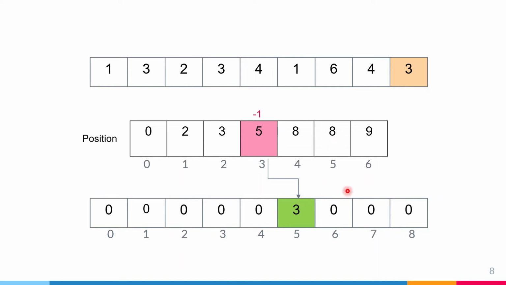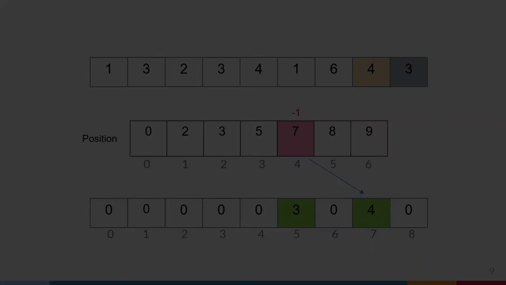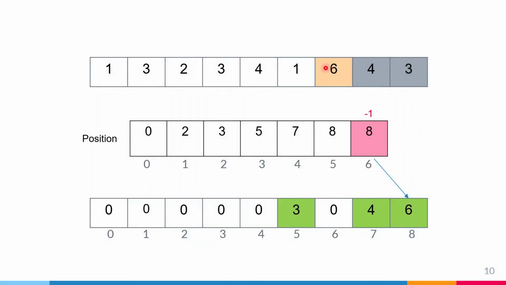In the same way, we are going to do this for every element in the array. Now the next element is 4. Go to index 4, subtract 1, and add it at that index, which is 7. Next it is 6. Go to index 6, subtract 1, and add it there. And then it is 1. Go to index 1 in the position array, subtract 1 and add it in array B.